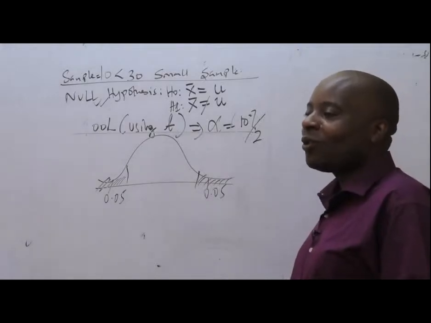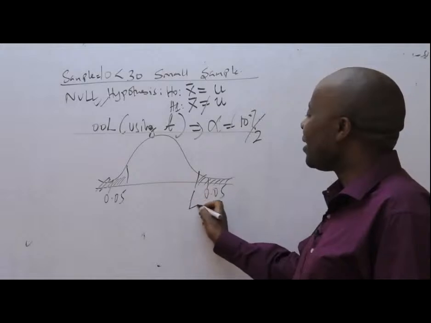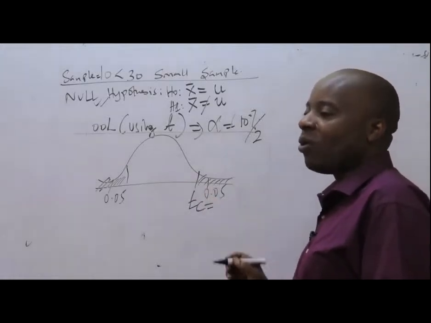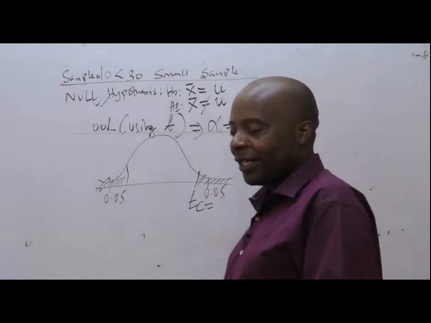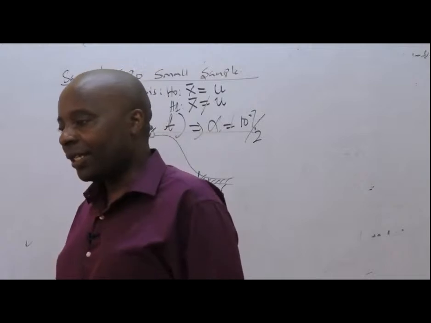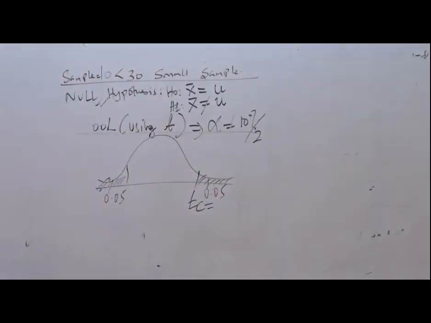I would want to see whether there is anybody who will be able to get this correctly: the T critical, what we call the T critical. Read the T from your tables, and then you give me an answer. Let's see.